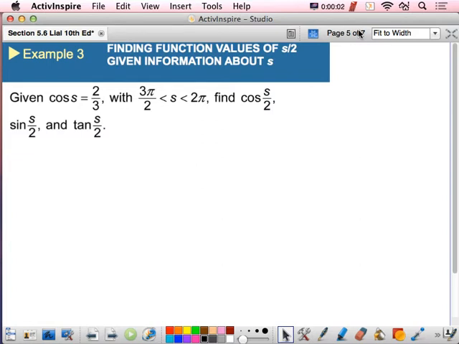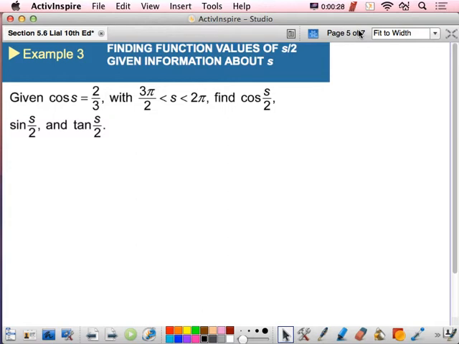For example 3, we are given that cosine of an angle S is equal to 2/3. And we know that angle S is between 3 pi over 2 and 2 pi. What quadrant is that? 3 pi over 2 to 2 pi is quadrant 4. So we know that the whole angle is in quadrant 4. We would like to use that information to find the cosine of S over 2, the sine of S over 2, and the tangent of S over 2.